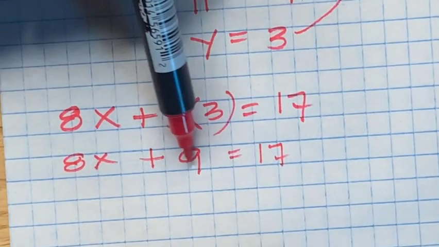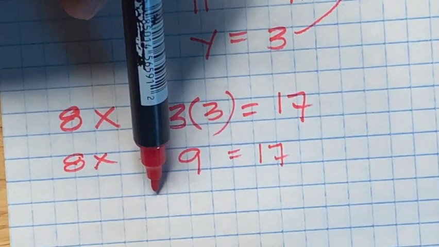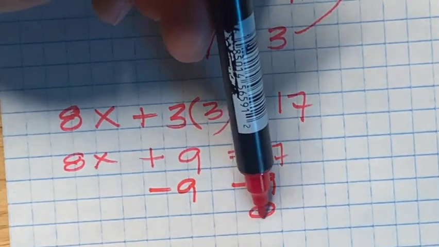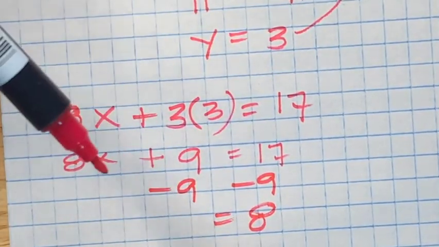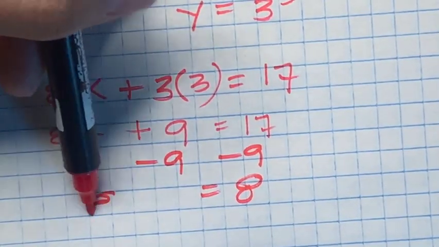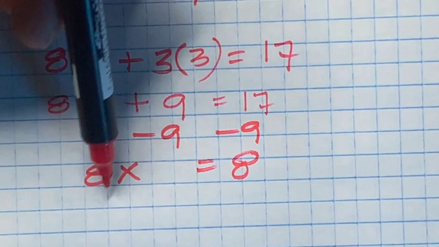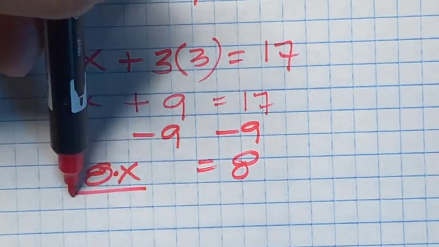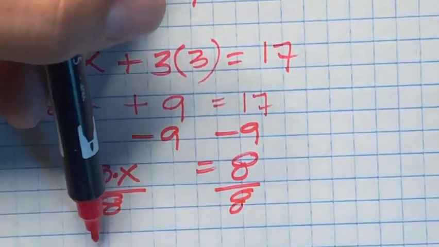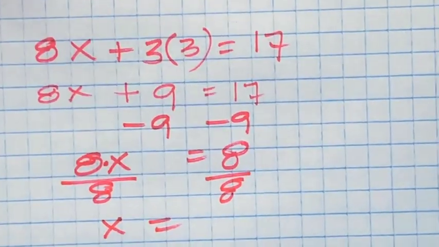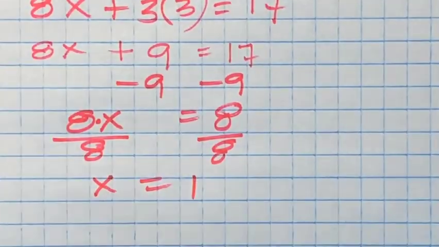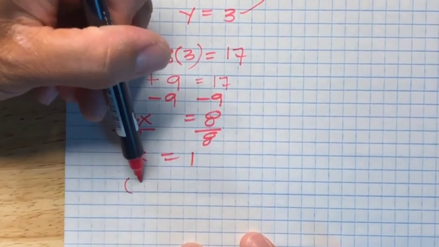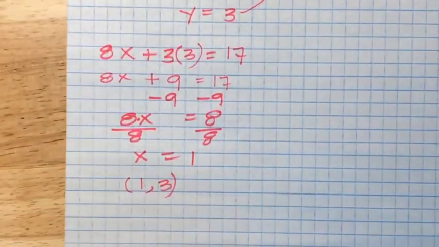We want to get rid of this 9 or bring it to the other side. So the opposite of plus 9 is negative 9. 17 minus 9 is 8. These cancel out. We have this 8x right here, and we want to get x by itself. Invisible multiplication. The opposite of multiplication is division. So we're going to divide both sides by 8. So x equals 8 divided by 8, which is 1. So our final answer would be the ordered pair 1, 3.